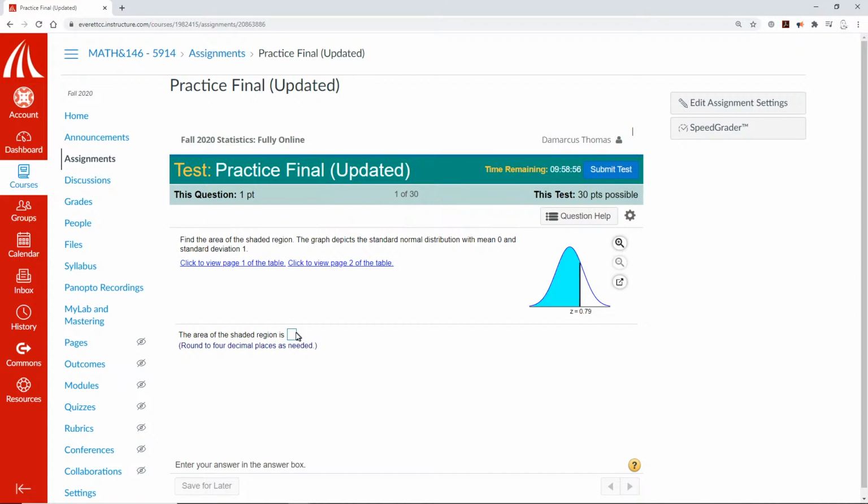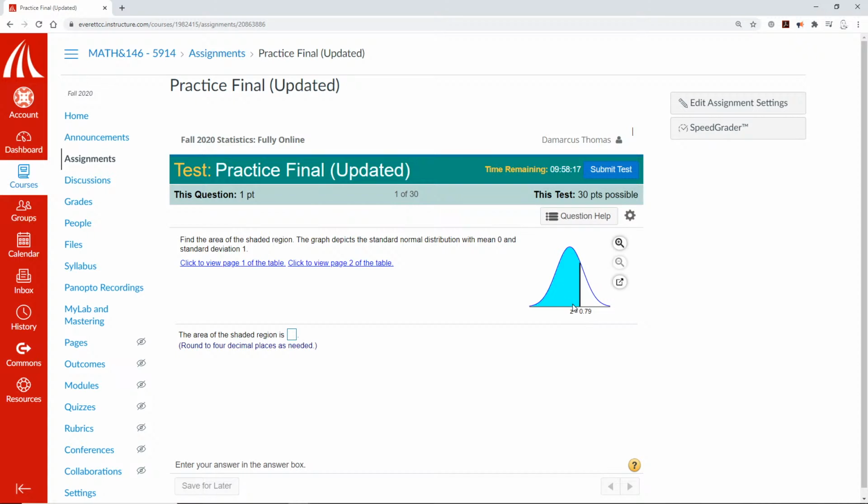And if your calculator went down, you can't find it, or it broke, you can still get the answer right by using the table. All right? And the table is set up exactly for this kind of problem. Now, based on this problem, all you're trying to do is find the area of the shaded region, which happens to be the probability of getting a score of 0.79 or lower. So these are all scores. 0 is the mean, right smack in the middle, and this z-score is at 0.79.